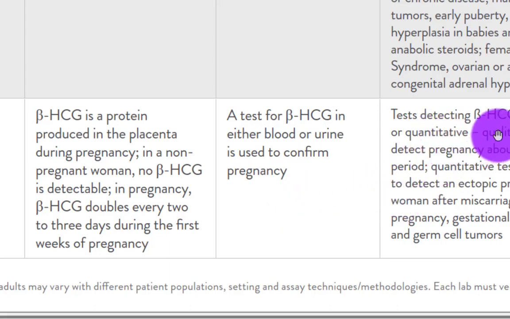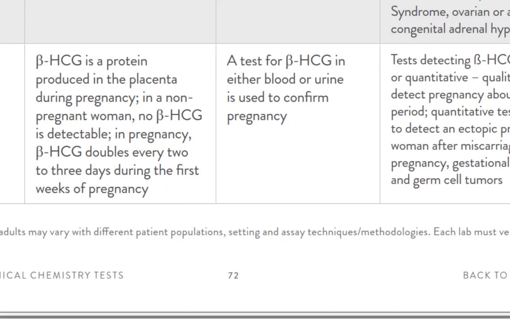The detection of beta HCG may be qualitative or quantitative. Qualitative tests can usually detect pregnancy about 10 days after a missed period. Quantitative tests are most often used to detect an ectopic pregnancy or to monitor a woman after miscarriage. Increased in pregnancy, ectopic pregnancy, gestational trophoblastic disease, or germ cell tumor.